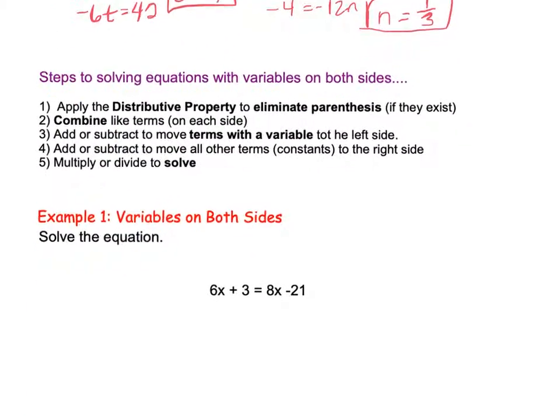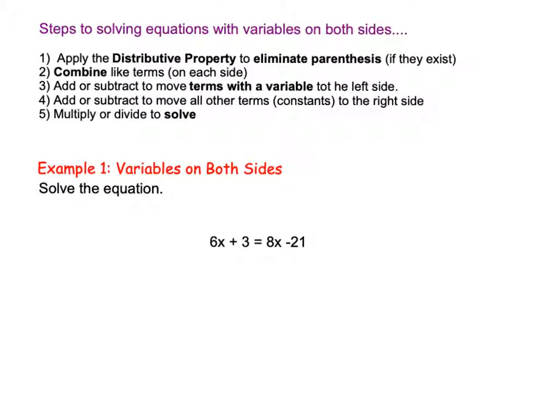I'm going to move on to the steps to solving equations when you have variables on both sides. According to the list, your first job is still to look if you have any parentheses or a distributive property that you need to do first. The second step is to combine like terms, depending if you have them on one side, the other, or both. Next, you may need to add or subtract entire terms that contain variables in order to get all your variables on the same side.